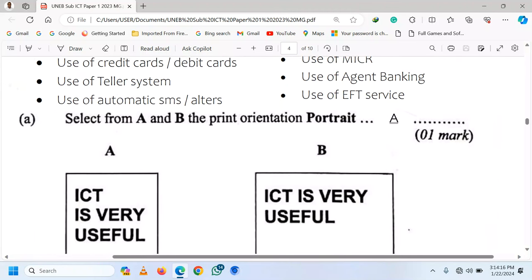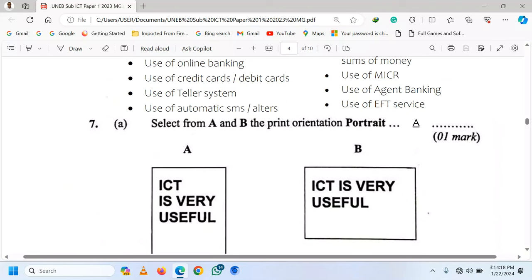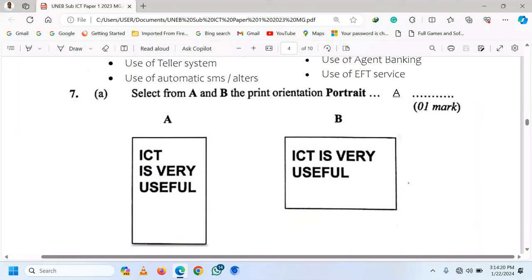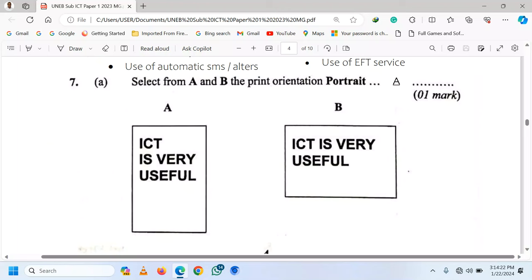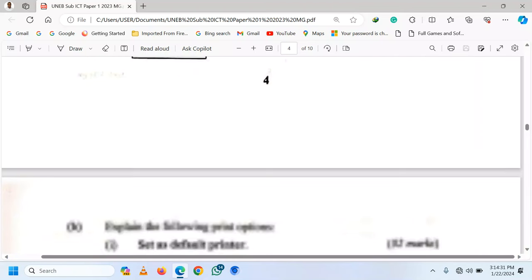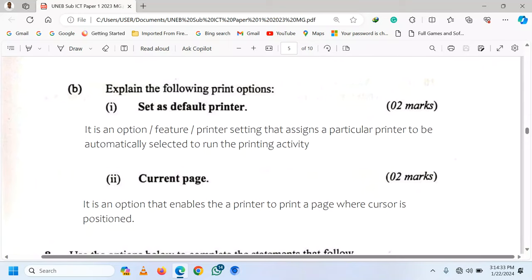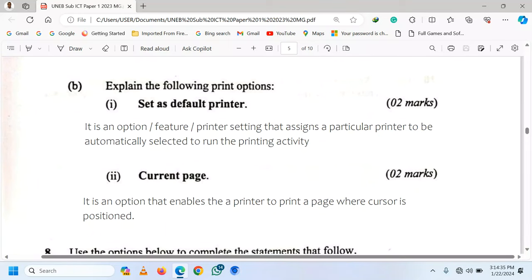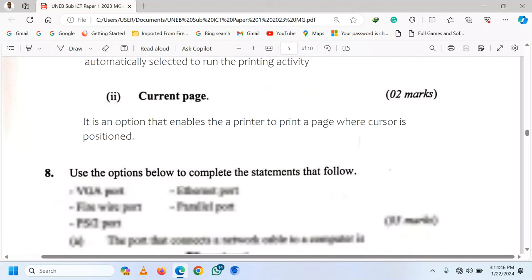Then with number 7A, you are asked to select A or B, which one is in portrait. So A takes it up. Part B of number 7, they are asking us to explain the following print options. Roman 1, set as default printer. That is the best answer. Roman 2, current page. The response is there.